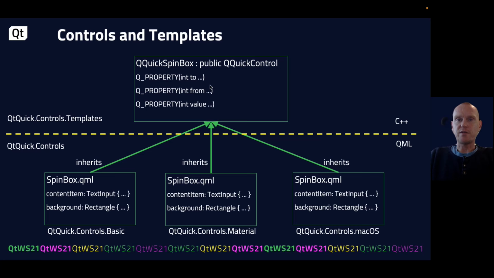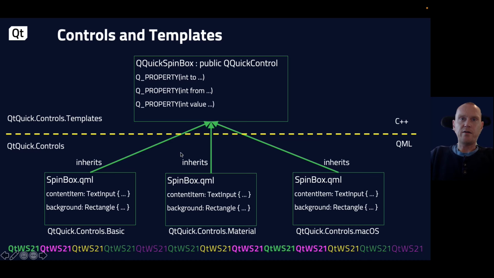This illustration shows how a spinbox is implemented. The template contains properties like to and from, which describe the range of valid values you can take. And it also implements any logic related to those properties, like ensuring that the value property is always contained within that range. So a template contains the whole API of the spinbox and all the logic that goes with it.